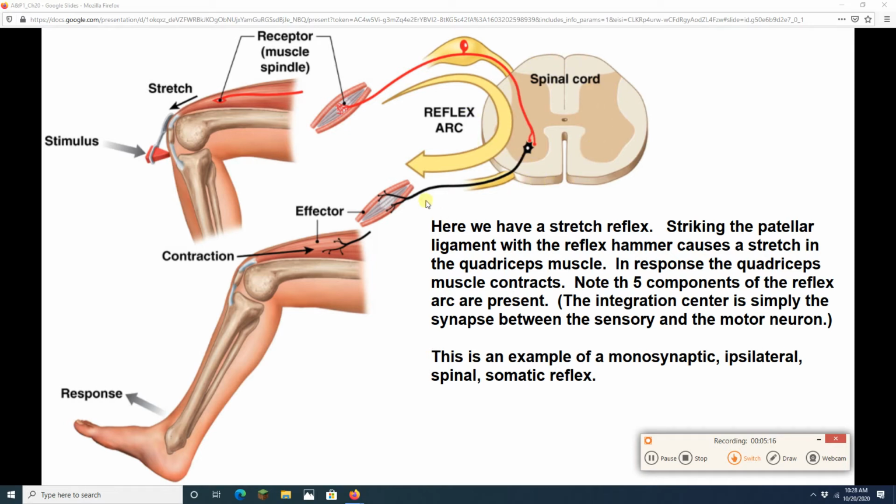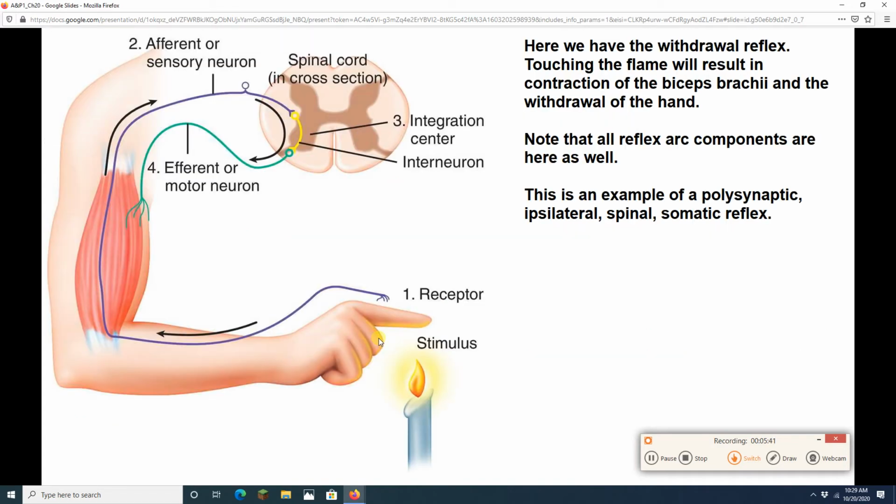What else? This is a somatic reflex. Our effector was a skeletal muscle. We had a somatic motor neuron leading to it. If your effector is a skeletal muscle, it is a somatic reflex. All right.